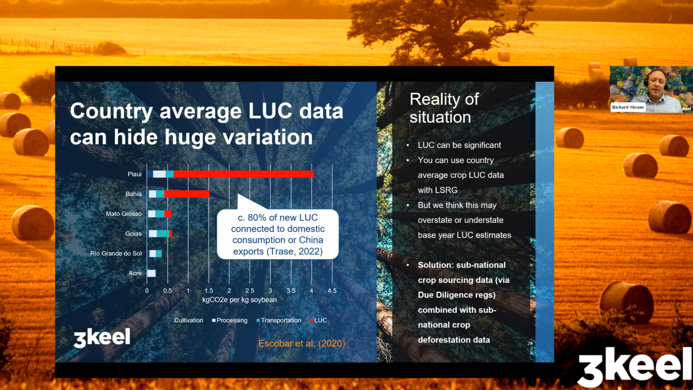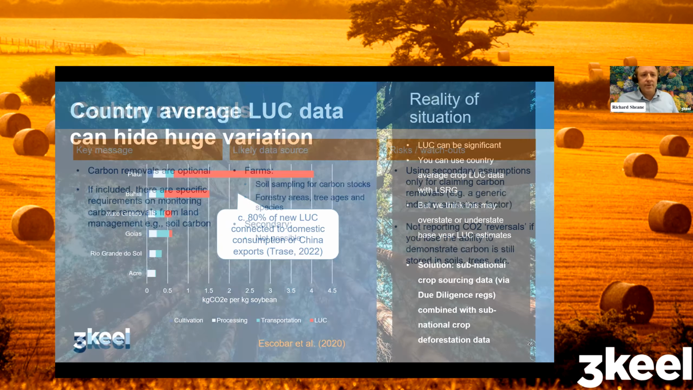Now we think that the future really is around getting sub-national sourcing data and combining that with sub-national deforestation averages. That way you can get a much more representative view of your land use change footprint, and hopefully some of that data will be unlocked via the new due diligence requirements. But at the moment, there's a massive gap in that information. So even if we could get really good average regional land use change data, the main gap is the sourcing and location data for the crops. So that's one of the key challenge areas that we see.